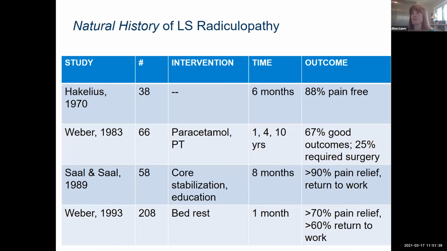So what do we tell him about this? What's the natural history of lumbosacral radiculopathy? There are not a ton of studies that have looked at this natural history question. You can see some of these are crazy old, like 1970. But for the most part, these were minimal intervention and looked at what happens to people over the course of time. As you can see in the outcome column, overall it's a pretty good prognosis.